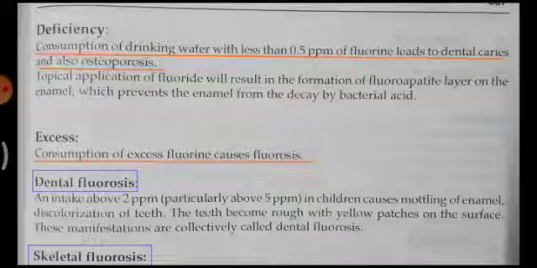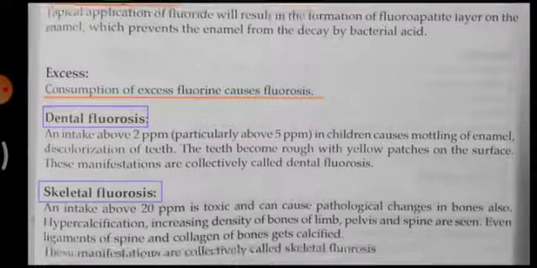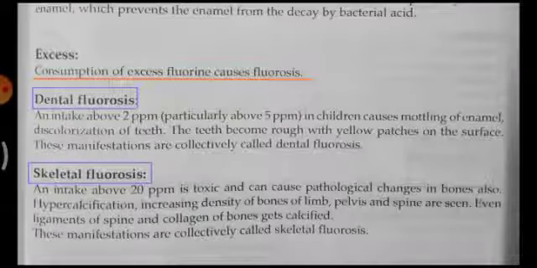And the excess consumption of fluorine causes fluorosis. Fluorosis is a very important topic one should know. There are two types of fluorosis: dental fluorosis and skeletal fluorosis. Since fluorine is involved in bone and teeth mechanisms, if fluorine is taken in excess quantity, the bone and teeth get affected. The teeth get affected in the form of dental fluorosis.